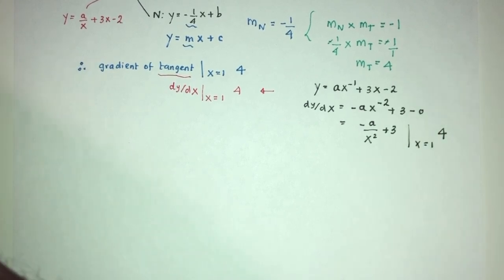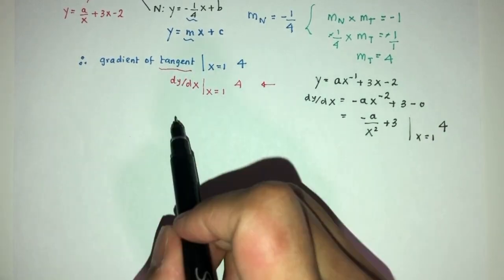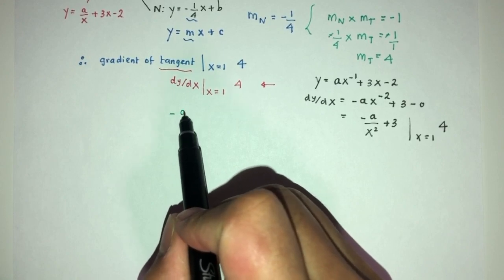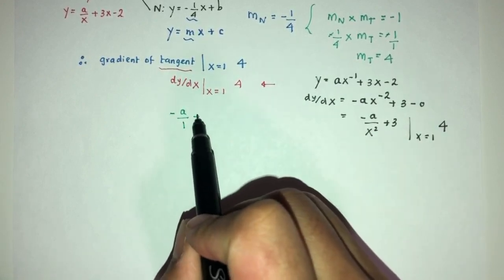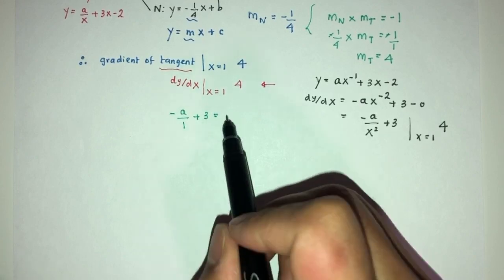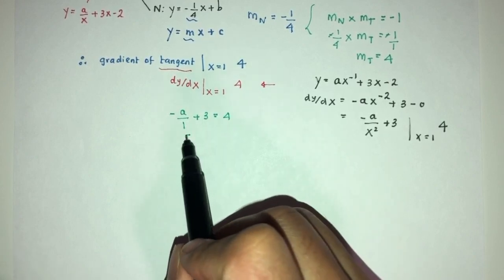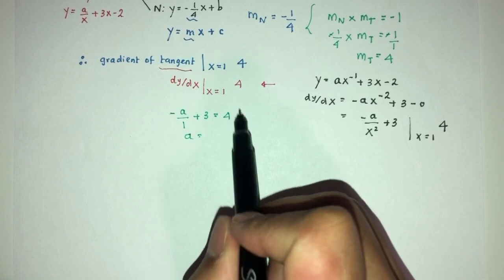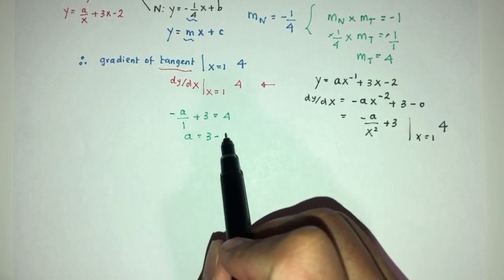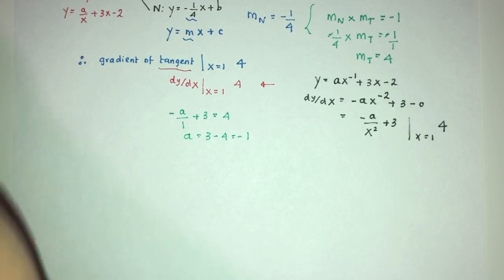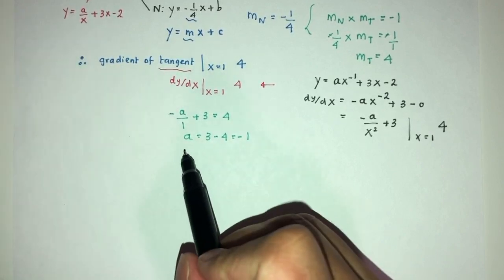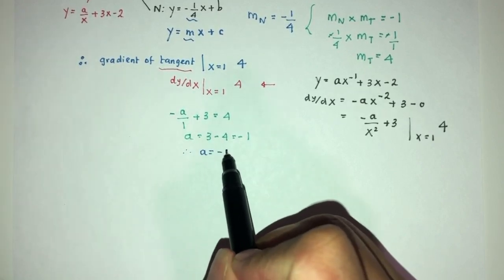Now we understand that if you replace the value of x by 1, you are supposed to get 4. So let's replace. From here you have -a over x squared, that will be 1, plus 3 is equal to 4. Hence a, we send a over here, 4 over here, and 3 minus 4 will be -1. So here we conclude the value of a is equal to -1.